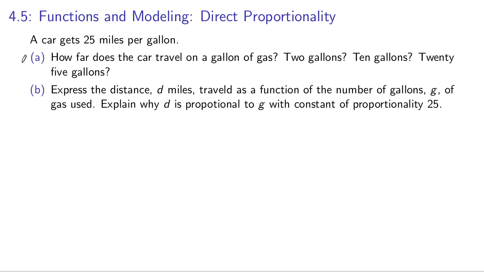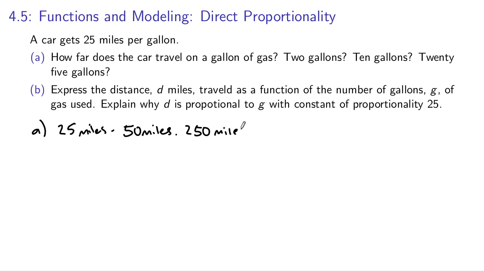A car gets 25 miles per gallon. A, how far does the car travel on 1 gallon of gas? Well, we can see pretty easily here the car gets 25 miles a gallon. So if there's 1 gallon of gas, we get to go 25 miles. What about 2 gallons of gas? Well, we'll go double that, 50 miles. What about 10 gallons of gas? Well, we'll go 10 times the 25, or 250 miles.